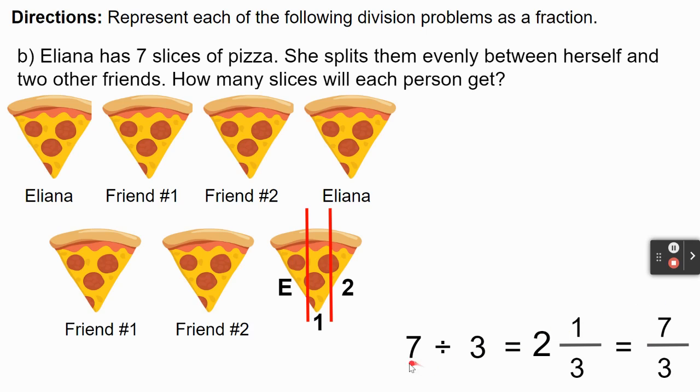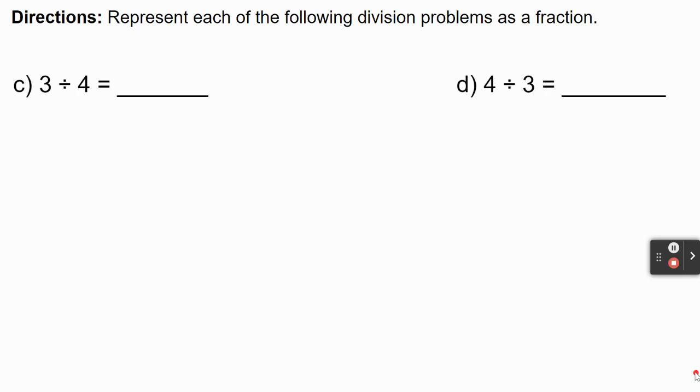Now that we've learned that the dividend becomes our numerator and the divisor becomes our denominator, let's try writing these division sentences as fractions. 3 divided by 4 is going to equal 3/4. The 3 is going to go on top as our numerator, and the 4 is on the bottom as our denominator. With 4 divided by 3, we can write the answer as 4/3.